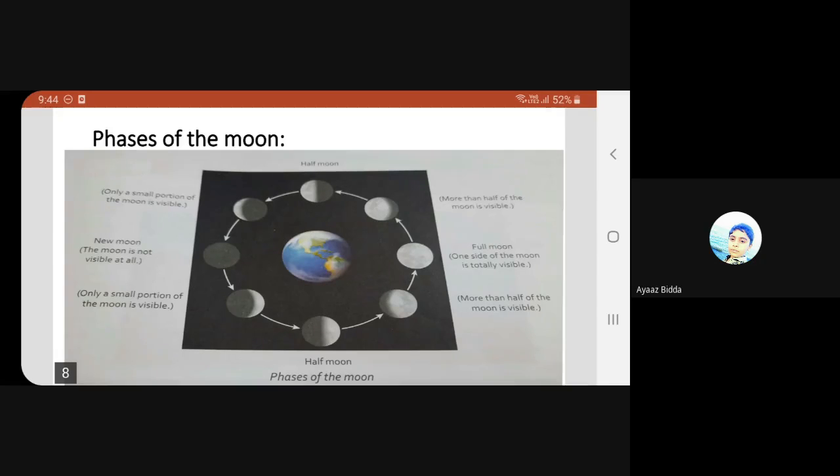That is why we can see different, changing shapes of the moon. It is the moon and the earth who are always moving from their place. Different types of eclipse also take place, so it is all because they are changing their position.